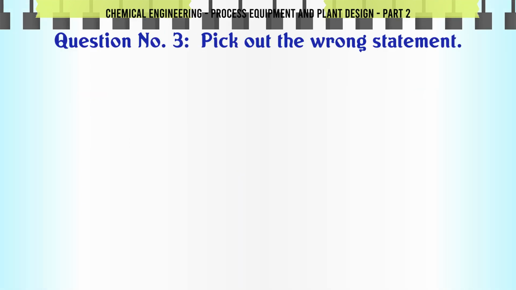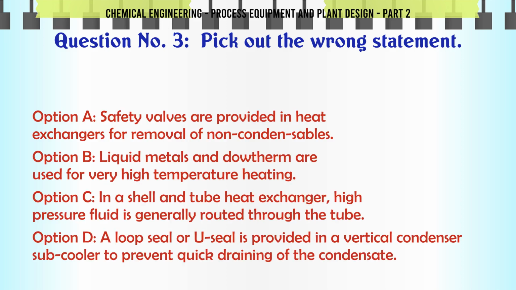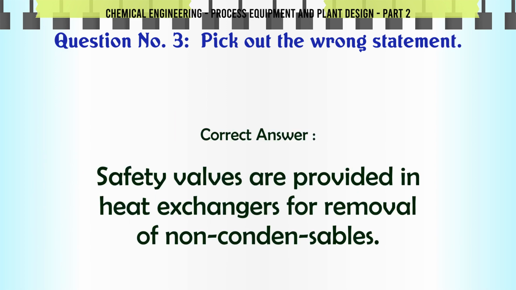Pick out the wrong statement. A. Safety valves are provided in heat exchangers for removal of non-condensables. B. Liquid metals and Dowtherm are used for very high temperature heating. C. In a shell and tube heat exchanger, high pressure fluid is generally routed through the tube. D. A loop seal or U-seal is provided in a vertical condenser subcooler to prevent quick draining of the condensate. The correct answer is safety valves are provided in heat exchangers for removal of non-condensables.